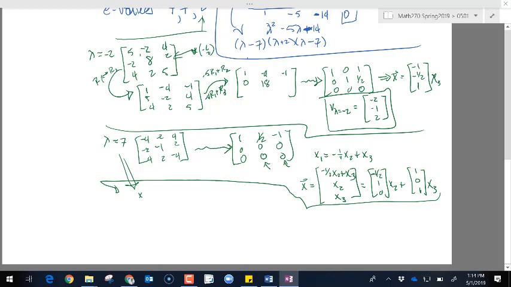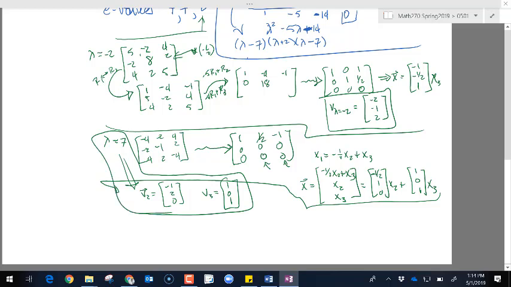Let's call them v1, v2. And then I'll multiply this by 2 so that I'll have nicer numbers, so that's negative 1, 2, 0. And then v3, that one's already nice whole numbers. So those are the vectors that span the eigenspace for this.